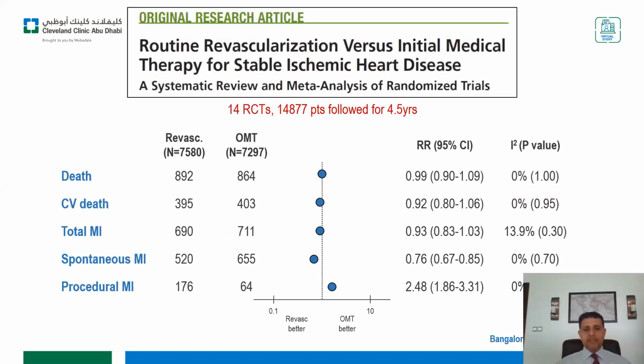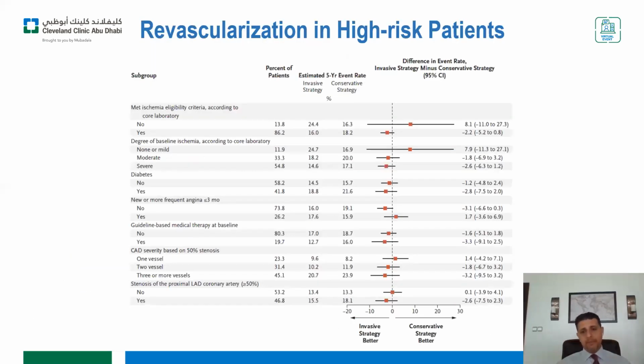The totality of evidence in this meta-analysis of almost 15,000 patients confirms that routine revascularization in stable coronary artery disease was not associated with improvement in risk of death, cardiovascular death, or total myocardial infarction. And again, there is a demonstration of a 25% reduction in the risk of spontaneous MI at the price of a 2.5-fold increase in the risk of procedural myocardial infarction.